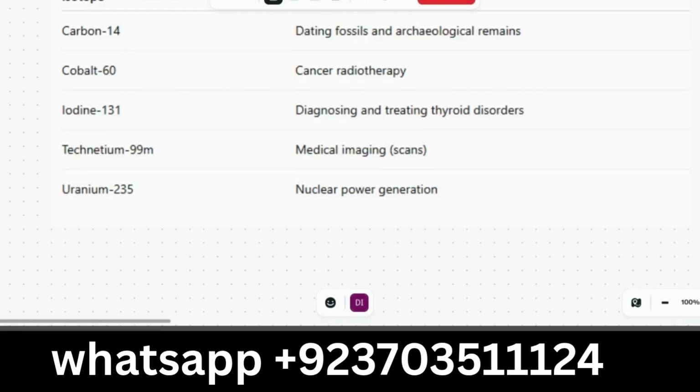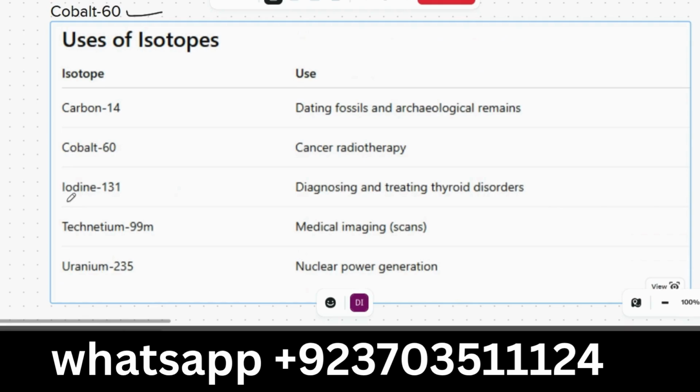So why do we need isotopes? Isotopes are used for different reasons. For example, carbon 14 is used for dating fossils and archaeological remains. If you want to measure the date of a fossil, for example, maybe it went into the earth 1 million years ago, we use carbon 14 to predict the date.